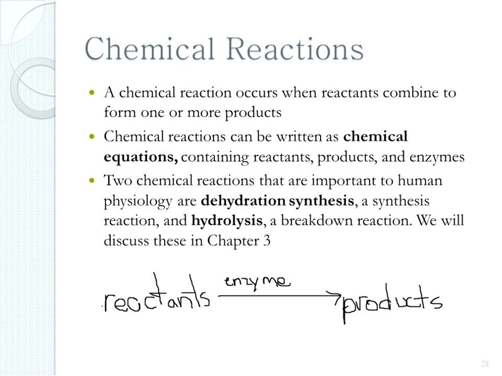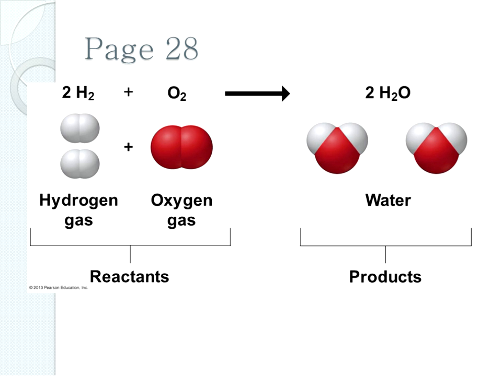Now, some reactions are facilitated by enzymes, and so we'll write the name of the enzyme above the reaction. Two reactions that we're going to talk about are dehydration synthesis and hydrolysis. We're going to talk a lot more about these two reactions in Chapter 3, and then a lot more about enzymes in Chapter 5. So we'll come back and tie those topics in to chemical reactions.